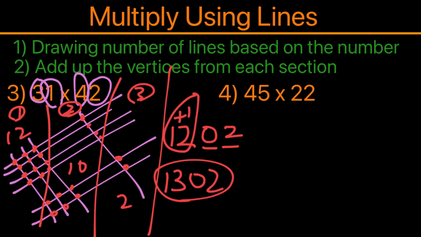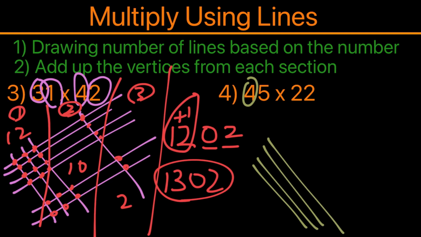Now let's go to example 4. We're going to do 4 lines. Then we're going to do 5 lines.